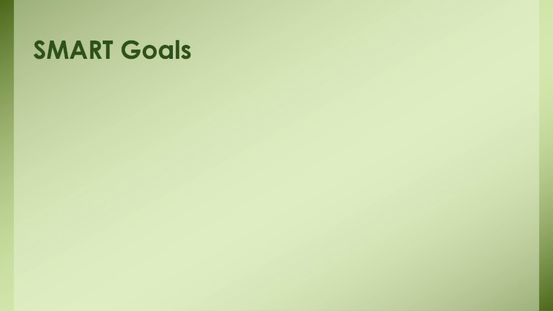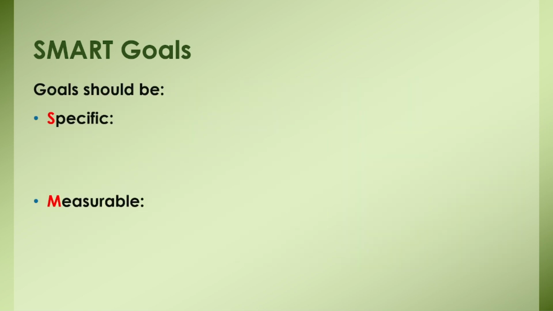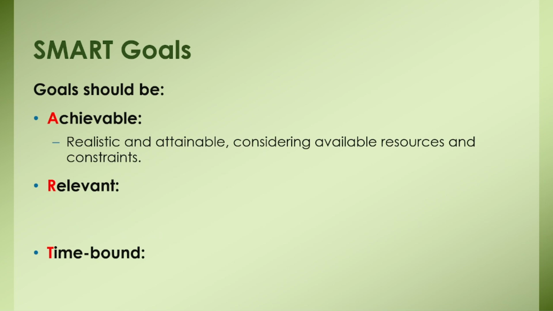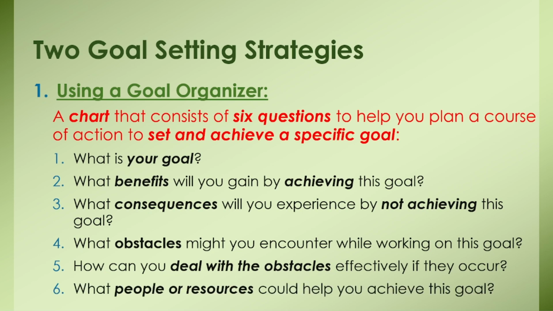We have spoken about the SMART goals, and we said that SMART means specific, measurable, achievable, relevant, and time bound. No need actually to go through all of them. We have spoken about the goal setting strategies. We said that we'll focus on 2 strategies. The first one is using a goal organizer, like a chart that consists of 6 questions. We said these 6 questions before.